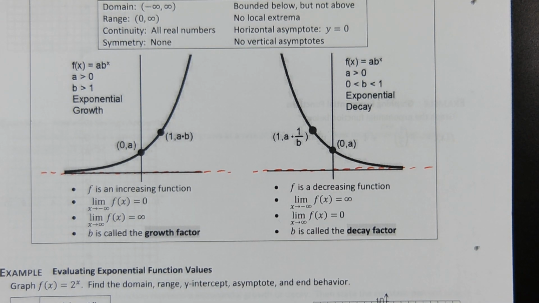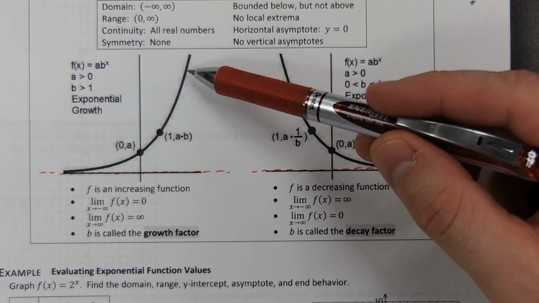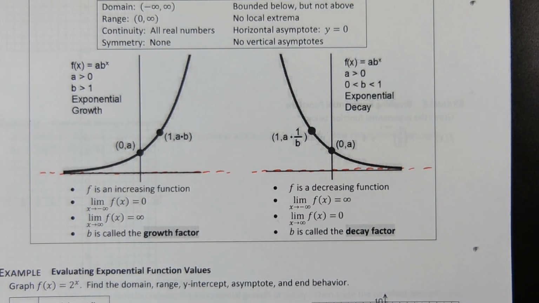Because remember, a positive number raised to any number will always result in a positive value, never 0. And lastly, from that box of things that are true for all parent exponential functions, I know these things are steep, but they are not vertical. There are no vertical asymptotes.